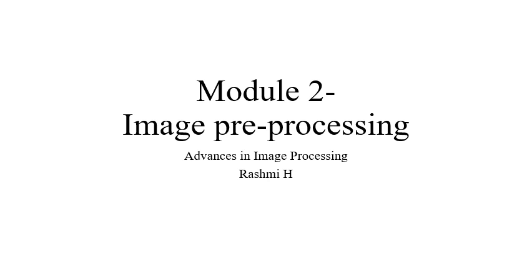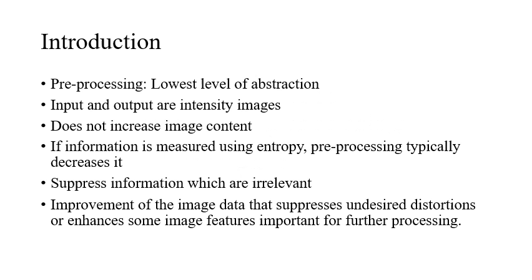This module is mainly going to speak about image preprocessing. What is meant by preprocessing? Preprocessing is a name used for an operation on images at the lowest level of abstraction. It is the lowest level of abstraction in image processing operations. Here we should understand that the input and output images are both intensity images. You take an intensity image, apply the pre-processing, and the output is also an intensity image.